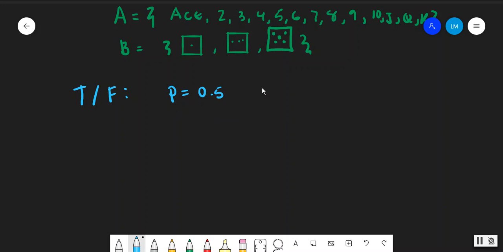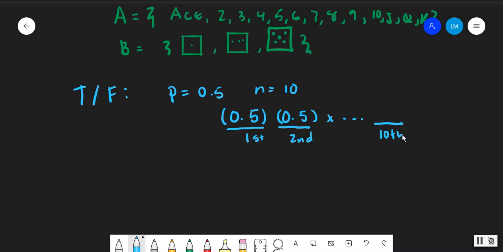So if there were 10 questions and you wanted to get all of them correct, it's just going to be one half for the first question, and then for the second, it's the same thing, one half for the second question. You're going to repeat that process until you've reached the last one, the 10th question, which is also one half.